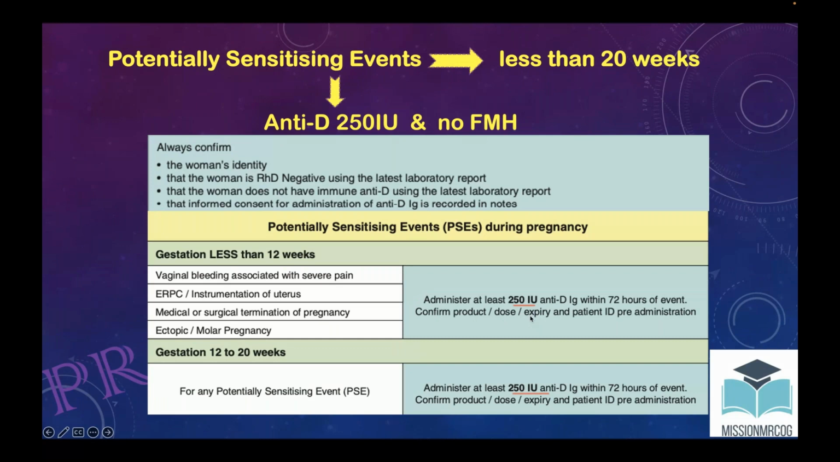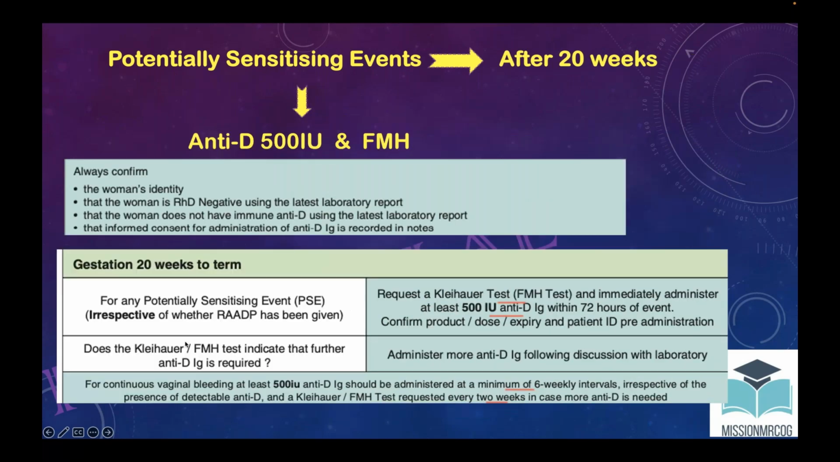Okay, 12 to 20 weeks, again the dose is same. So less than 20 weeks, 250 dose and no FMH is required. Now, potentially sensitizing event after 20 weeks of pregnancy. So this I have already explained. So dose will be 500 and FMH testing would be required. So this part is the same, so I would not repeat it again. Whatever the sensitizing event is, 500 international unit of NTD to be given within 72 hours after all confirmations that I have already told.